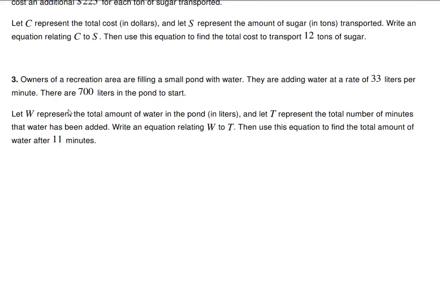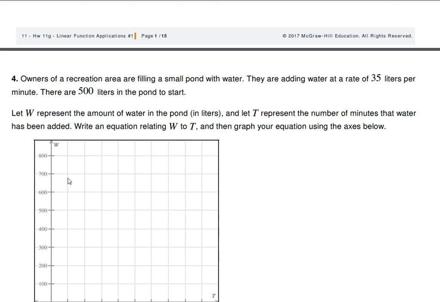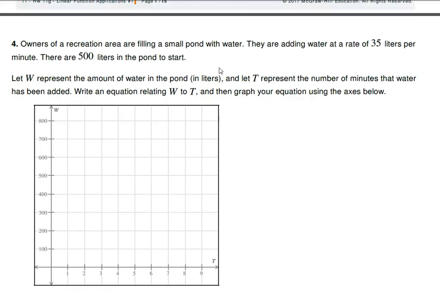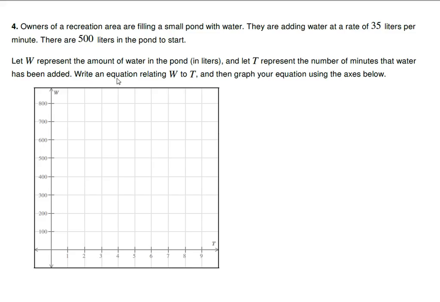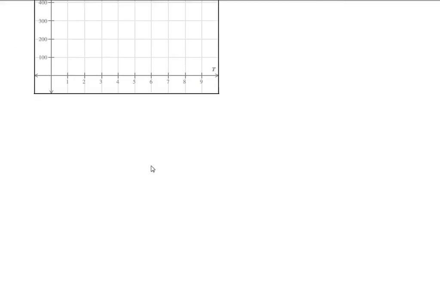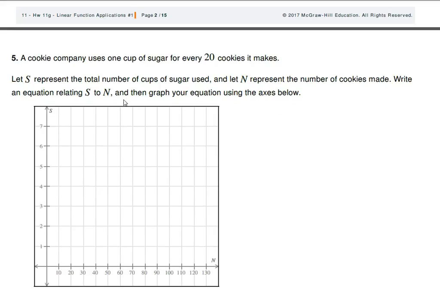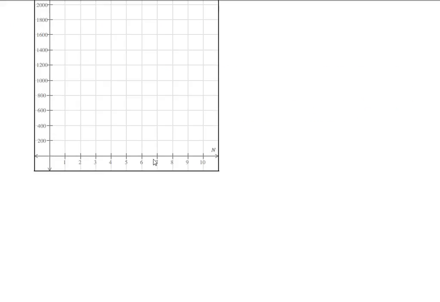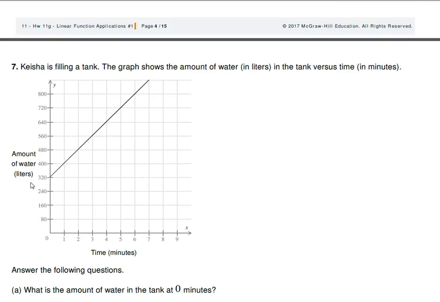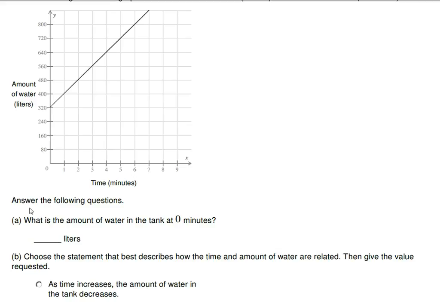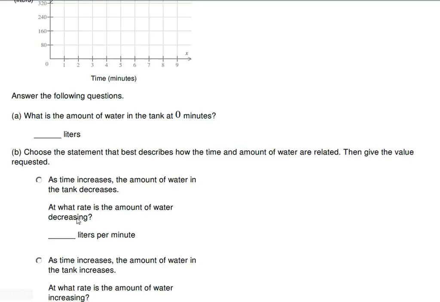If we look through here, this is going to say something like, write an equation relating C to S, then use this equation to find the total cost. Or write an equation relating W to T, then use this equation to find the total amount. So definitely we've got some word problems expecting us to write equations, write an equation and then graph it. If we can write an equation, we can plug in a number. If we write an equation, we can graph it. A lot of this is looking at a graph, then analyzing that.